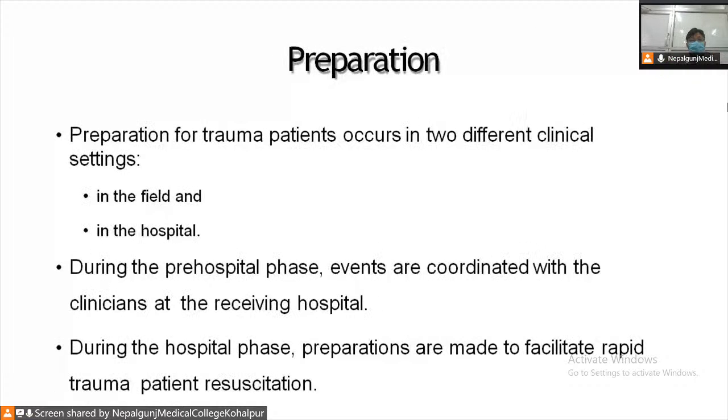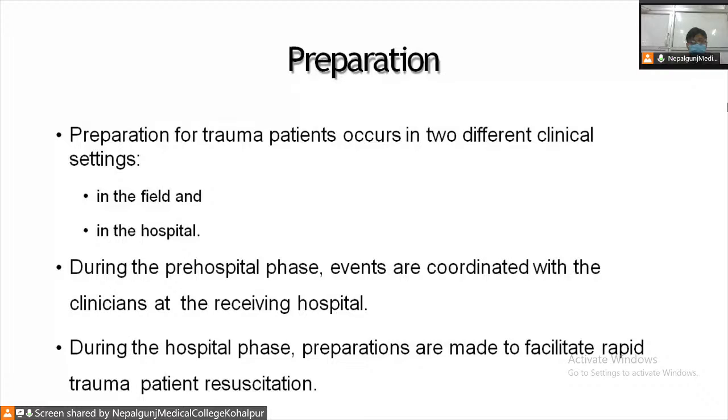Now, preparation of trauma patients occurs in two different clinical settings, in the field and in the hospital. As we discussed earlier, in the field we primarily manage and try to refer the patient as soon as possible. But in the hospital, we need to resuscitate the patient accordingly and treat definitively.